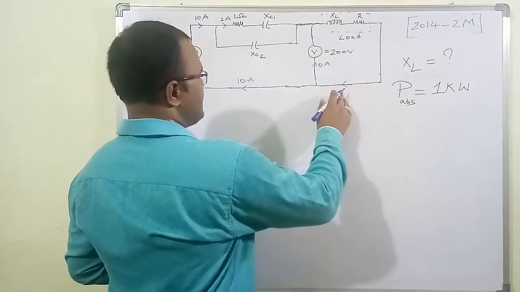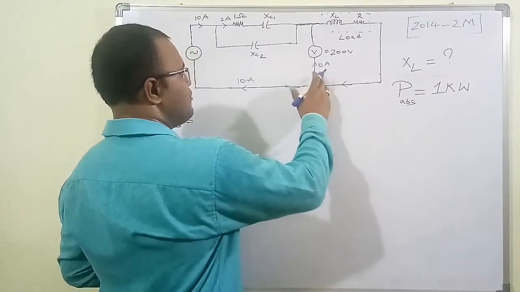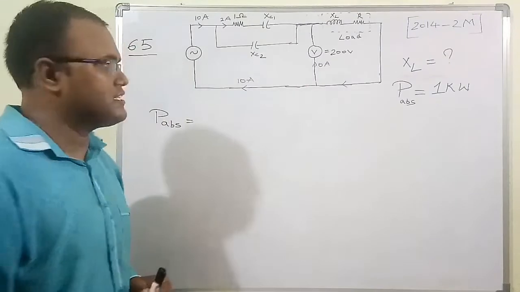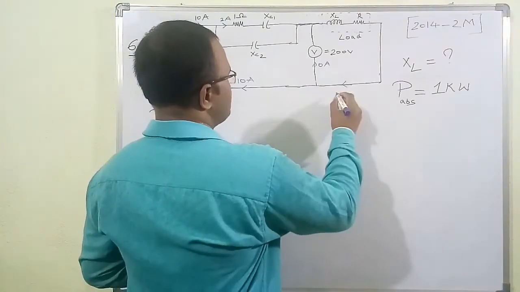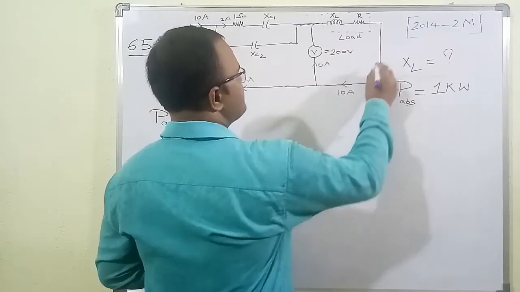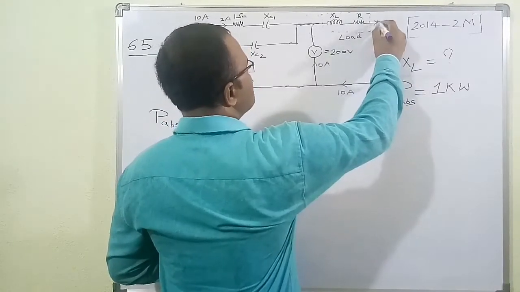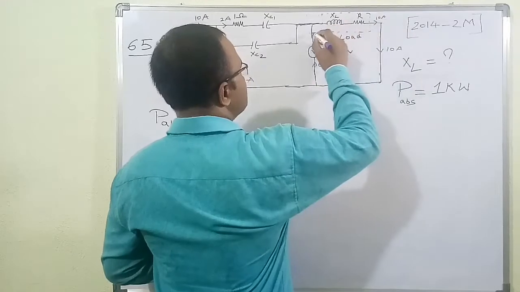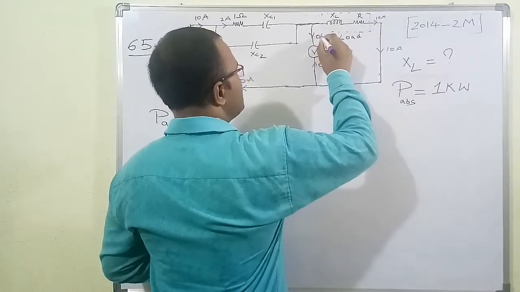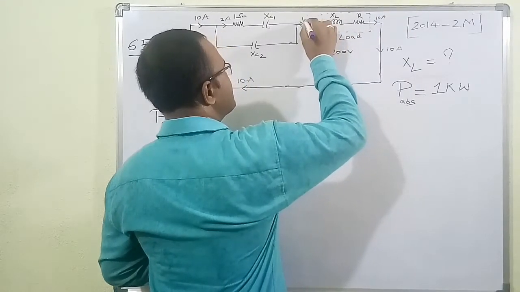By KCL, the incoming current is the sum of the two outgoing currents. If this is 0 ampere, then this has to be 10 ampere. Similarly, this branch is also 10 ampere, so the load also carries 10 ampere.